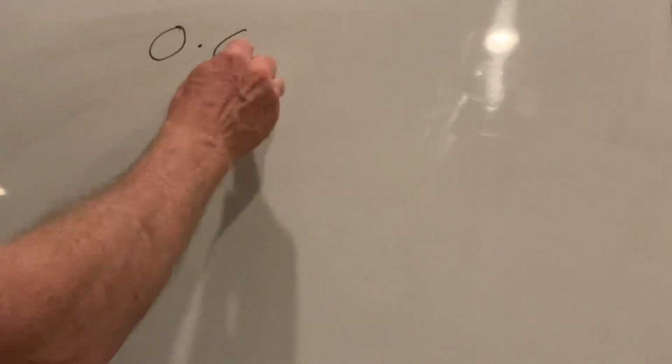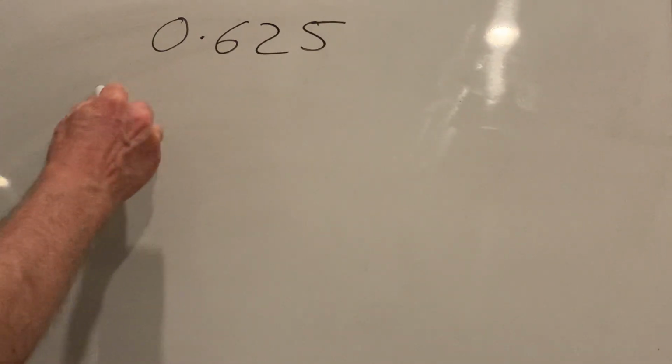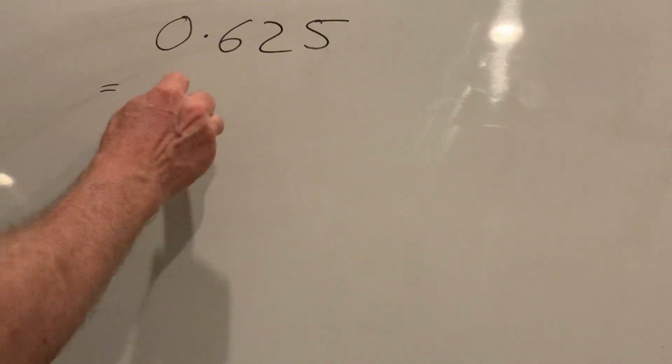So this is just a short little talk tonight. I'll just show you the final one that I showed you. Remember I said, what is 0.625 as a fraction? There's a decimal. Well, I think you could probably do this yourselves now.